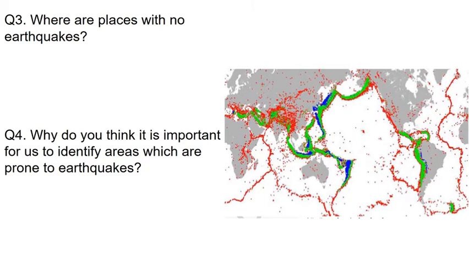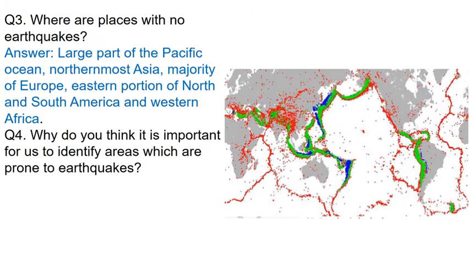Now, check your work again. For question number 3, where are places with no earthquakes? Large part of Pacific Ocean, northernmost Asia, majority of Europe, eastern portion of North and South America, and Western Africa.